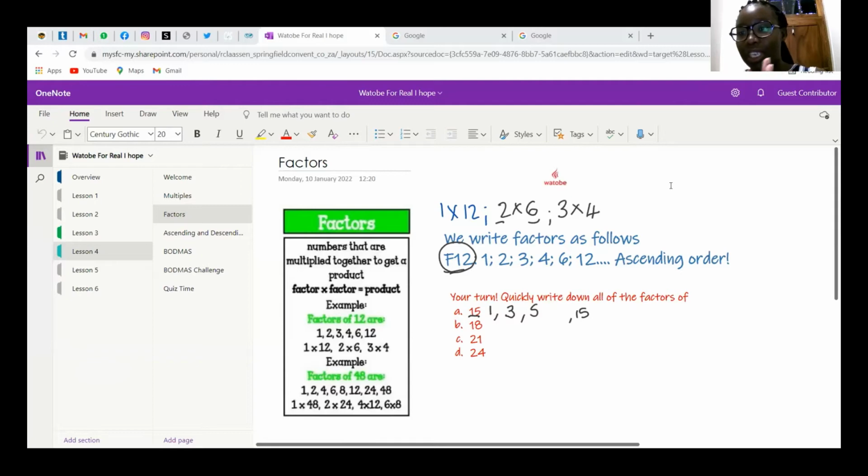All right, so we can take it one number at a time, and then we can find the factors of 15, or any number really. So it's a little easier if we multiply. Awesome. All right, we're going to do 18. Who thinks they can give me all the factors of 18?